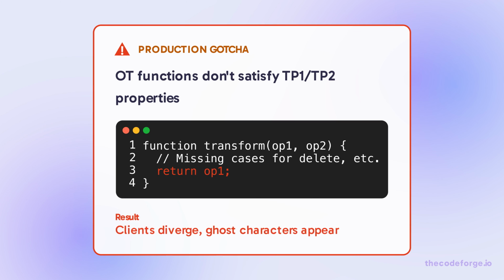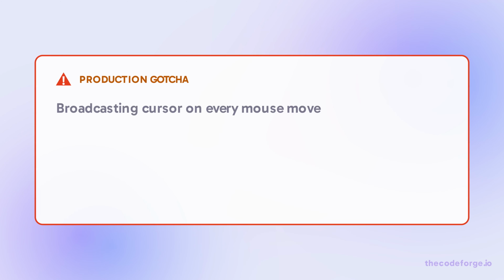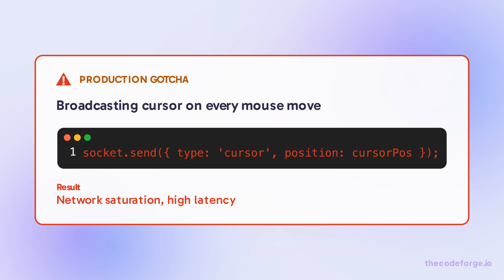If your OT functions don't satisfy the transformation properties TP1 and TP2, clients will diverge. Always test with random concurrent operations and verify the final state is identical across clients. Broadcasting cursor position on every mouse move will saturate the network. Throttle to 20 updates per second max, and use a separate low-priority channel so cursor updates don't block document edits.